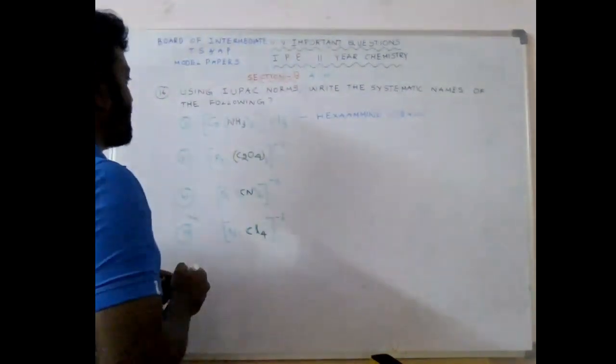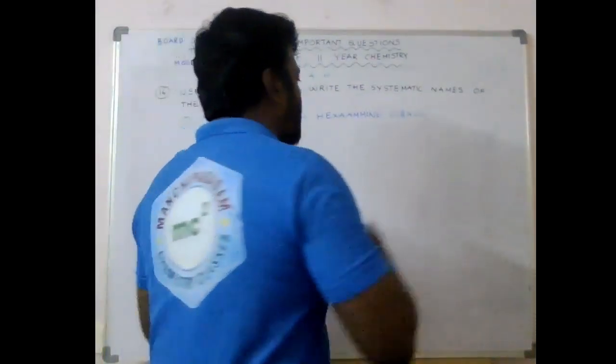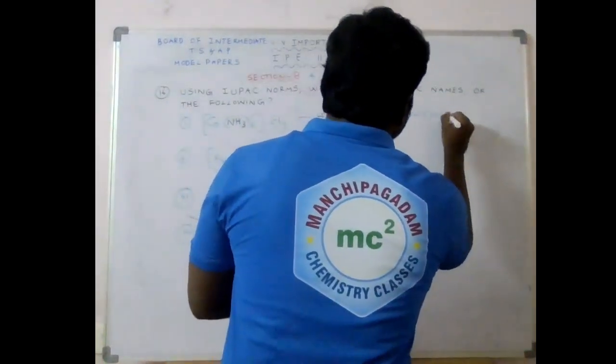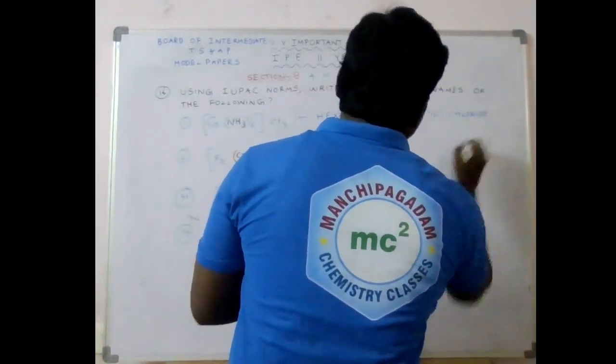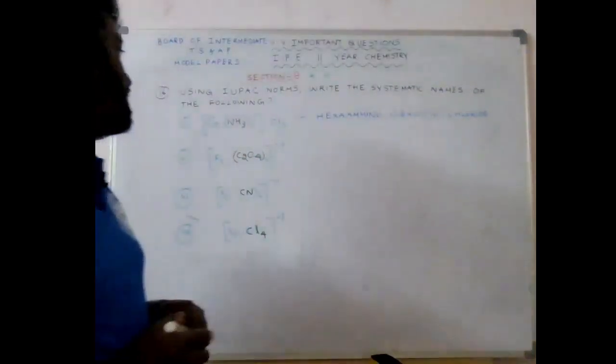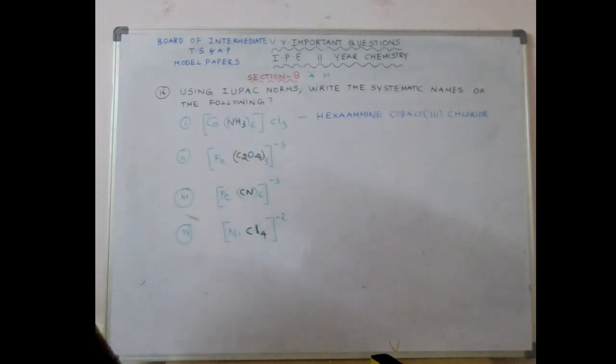Now oxidation number you have to write. 3 chlorines are there, each one 1, so total 3. Cobalt 3, chloride. Finally we have to write chloride. Don't write trichloride. Whatever is outside the coordination entity, no need to mention how many are there. Even if potassium is there, you should not write tripotassium, only potassium.